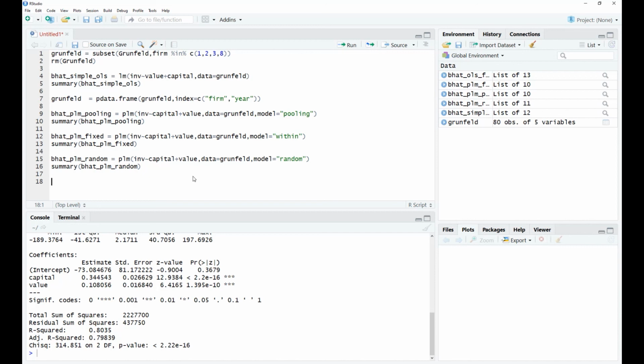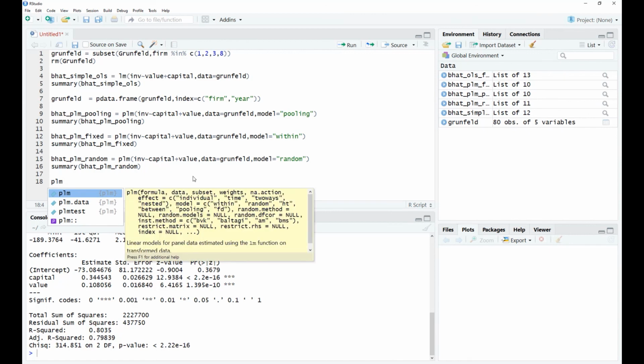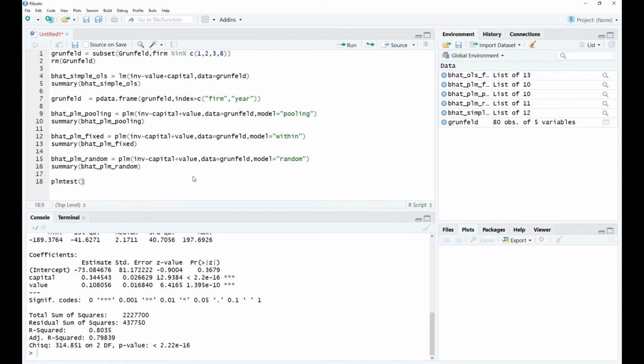Okay? And to test the hypothesis that the OLS model is better, we can use a function which is called plmtest. And we enter the pooled model, b_hat_plm_pooling, comma, type equals bp. Note that the bp refers to what is called a Breusch-Pagan Lagrange multiplier test.